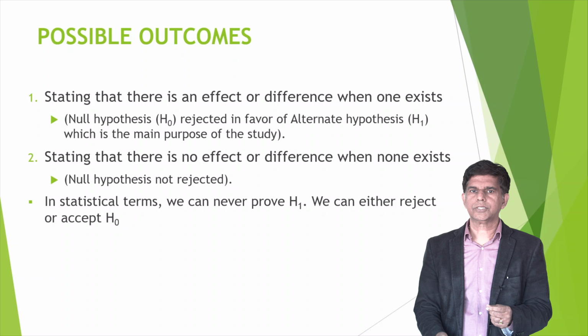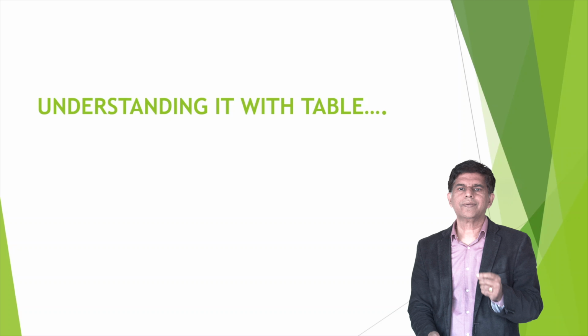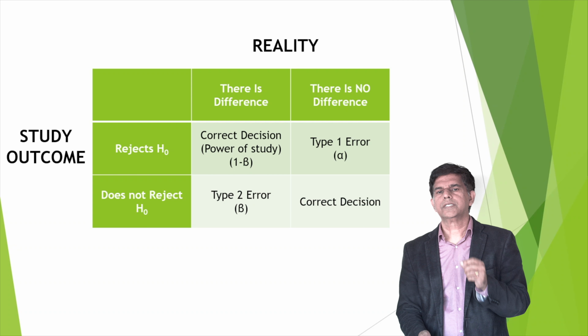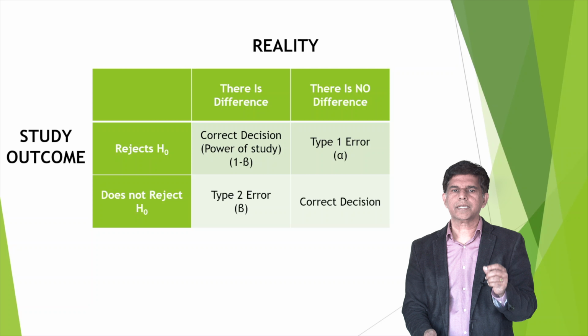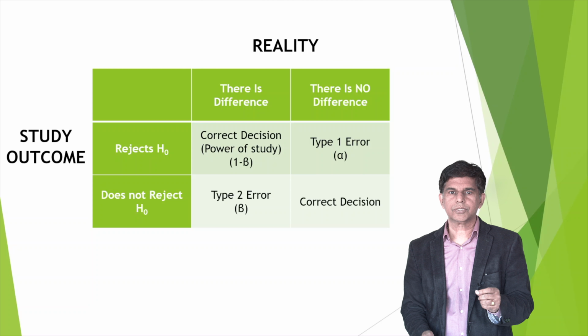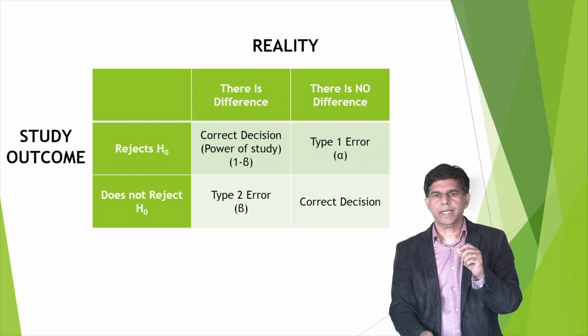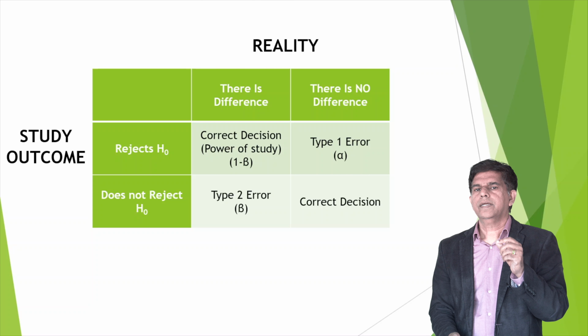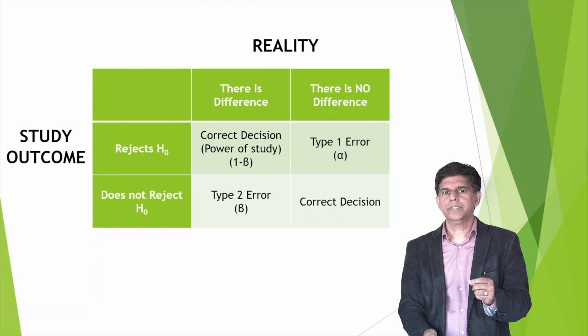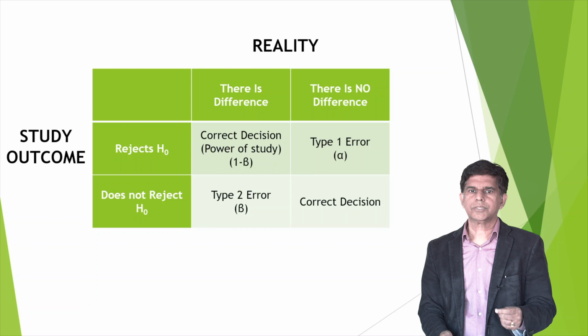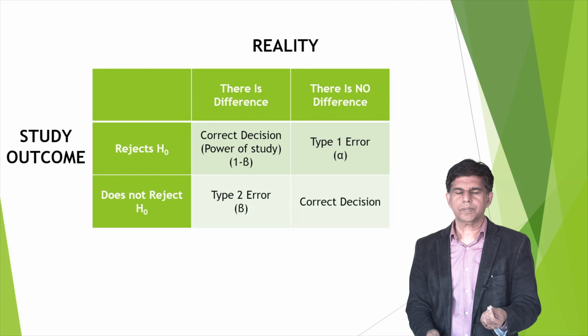So let's look at a table right here. In reality, there is no difference, but the study says to reject the null hypothesis. That is called a type 1 error, okay? In the same way, if you look at the bottom, in reality there is a difference, but the study outcome says do not reject the null hypothesis. That's a type 2 error, okay?